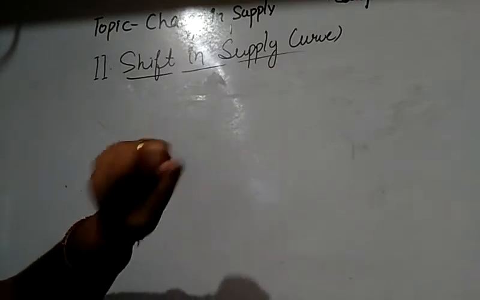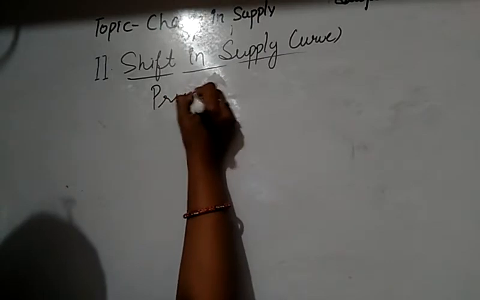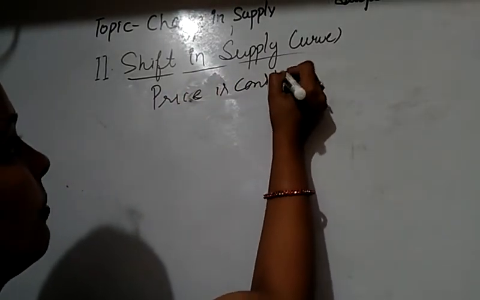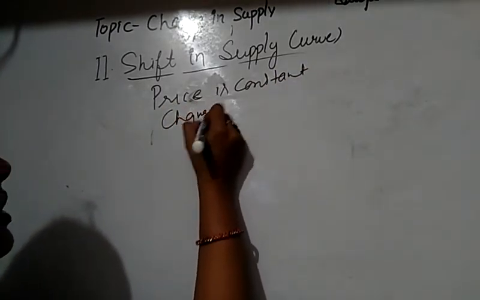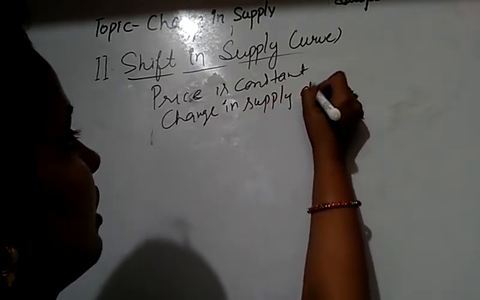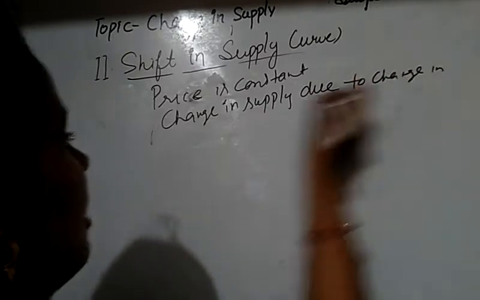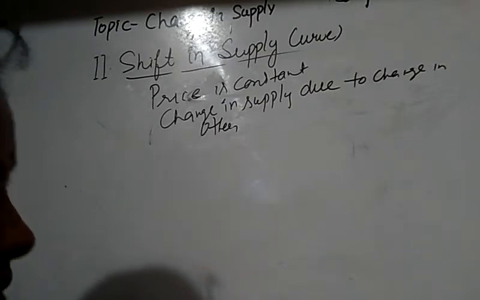So the next change is shift in supply curve. The supply curve shifts from its original position when the price is constant, but there is a change in supply due to a change in other factors. This is the reason that the supply curve shifts from its position.